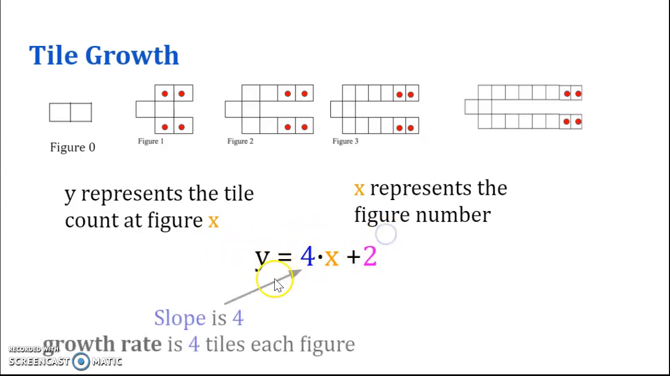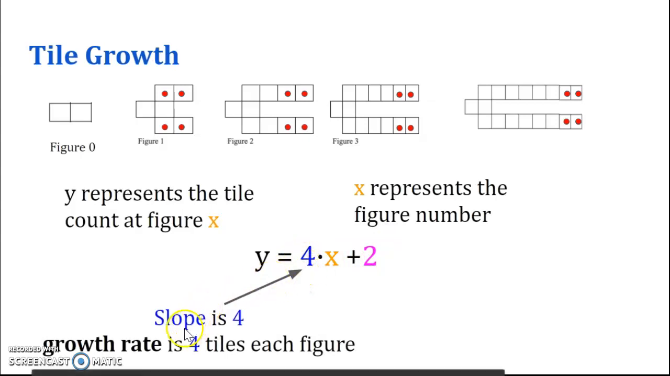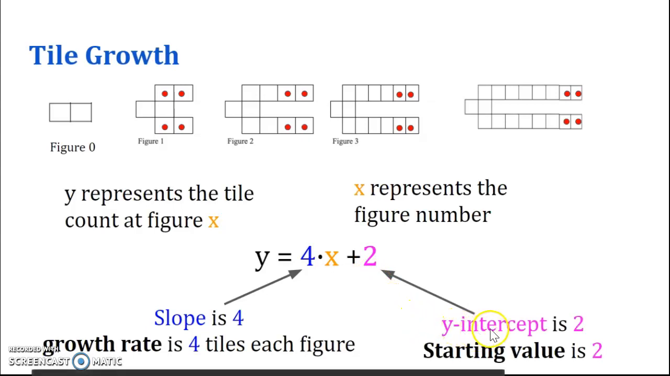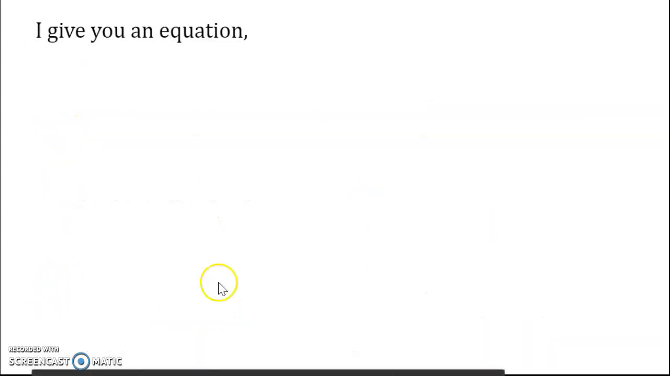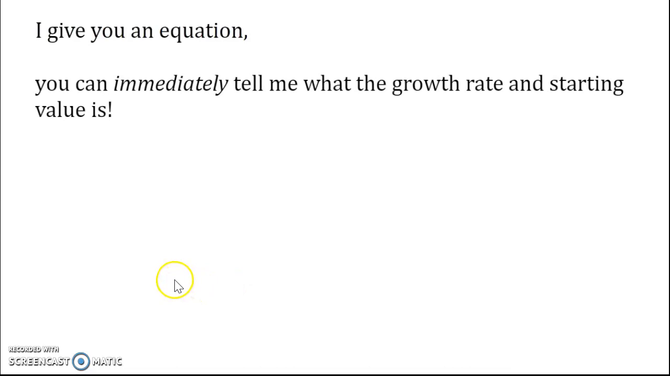And the number 4 is the slope. The number in front of the variable x is always going to be the slope, but in this case it's the growth rate: how many tiles are being added each figure happens to be 4. And then finally the number 2 represents the y-intercept, which in this case is 2, the number of tiles in the starting value, or figure 0. Now if I give you an equation, you can immediately tell me what the growth rate and starting value are.